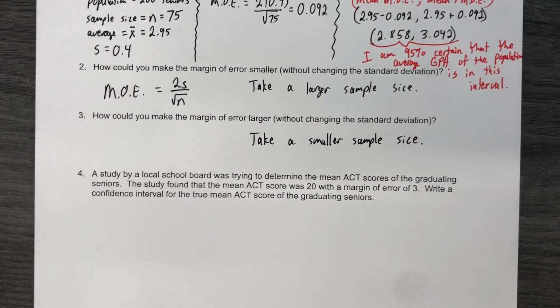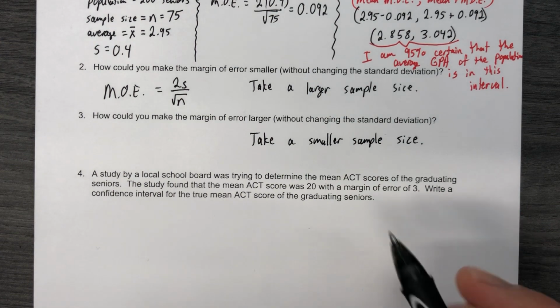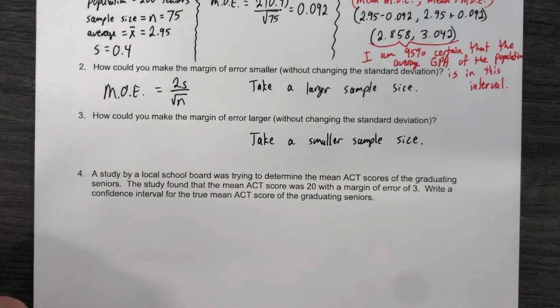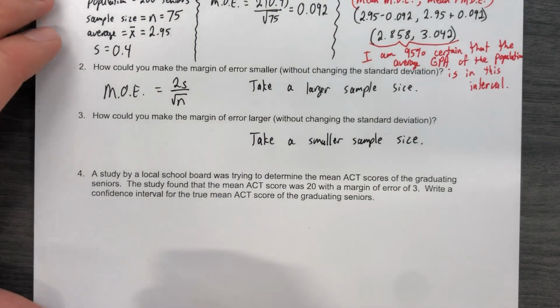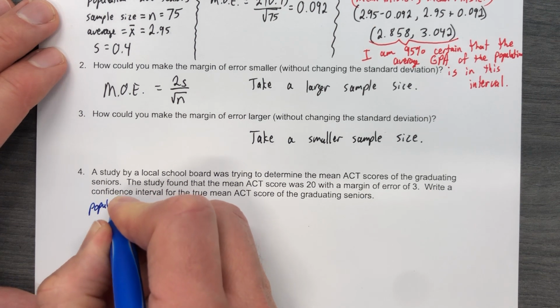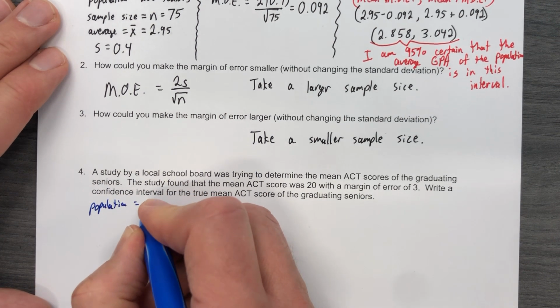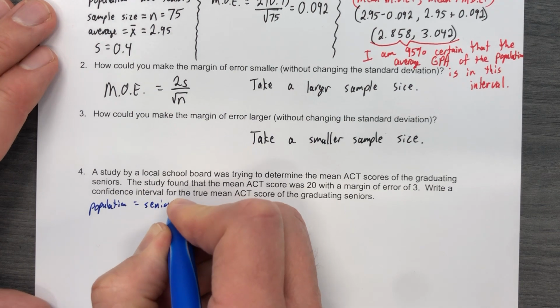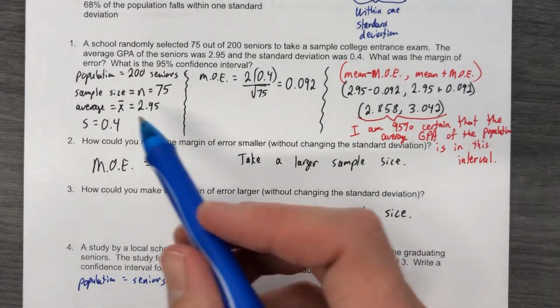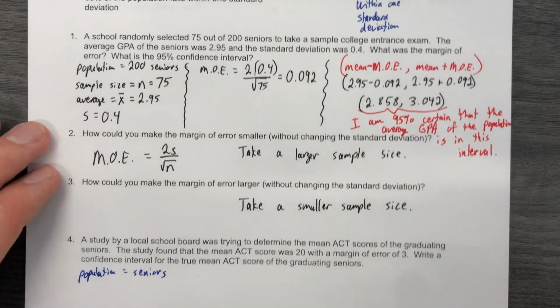A study by a local school board was trying to determine the mean ACT scores of the graduating seniors. And if it helps, you can write down everything you know, and I'm going to. So the population is seniors. How many? I don't know. And it's okay that I don't know, because here I knew it was 200, but I didn't need to know that it was 200. The number 200 never popped up here.